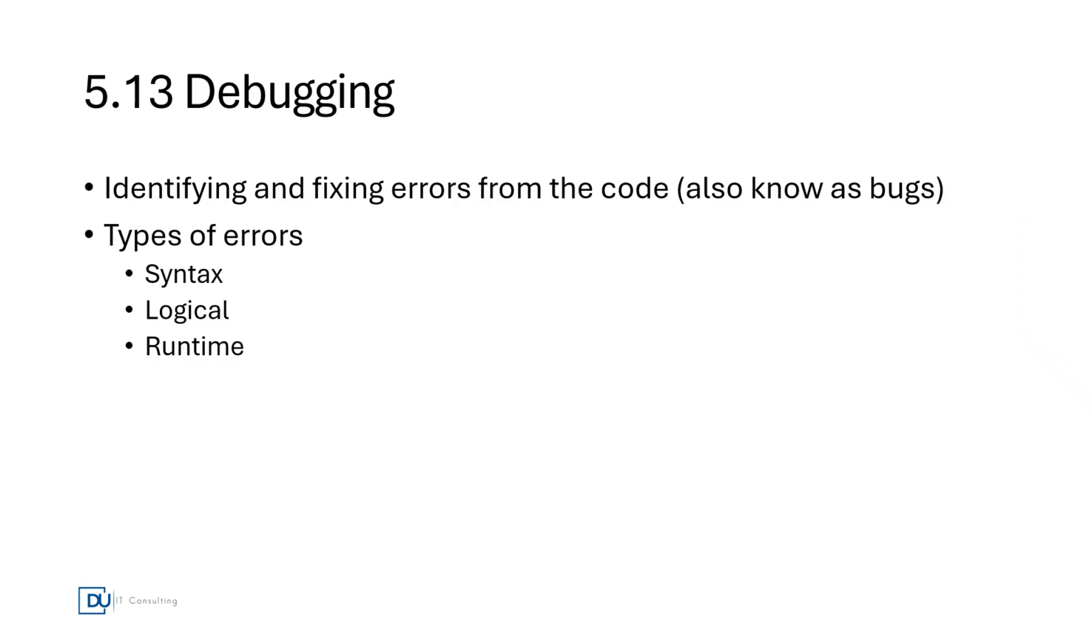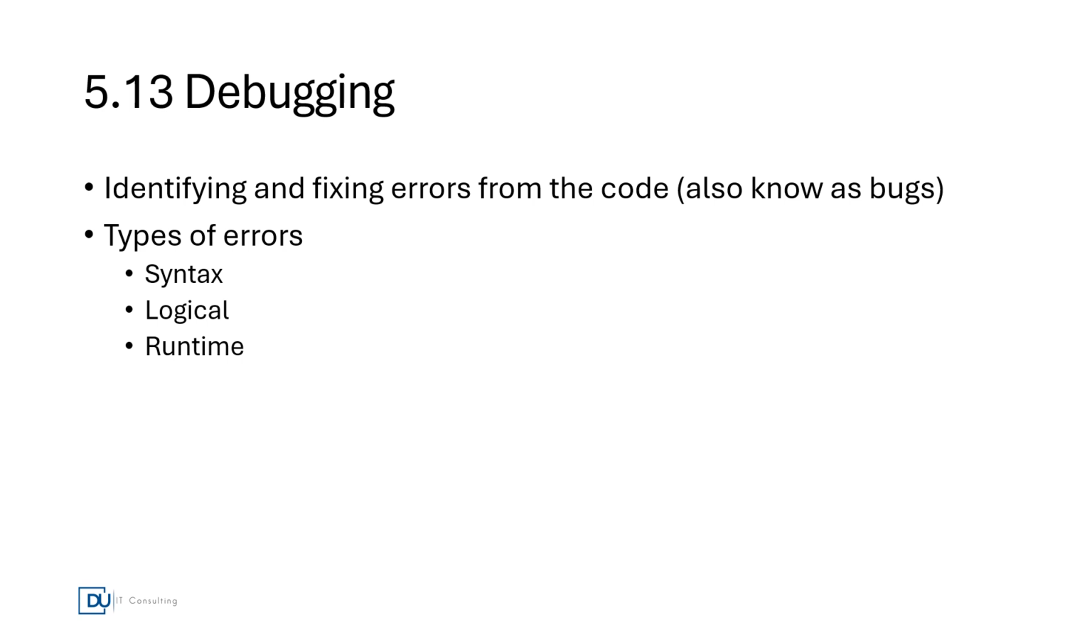Debugging. So what is debugging? When we write a program in Python or in any language, there is a possibility of facing errors during the execution or during the interpretation. So the process of identifying and fixing the errors from your code is called debugging. Also, it is known as bug fixing.